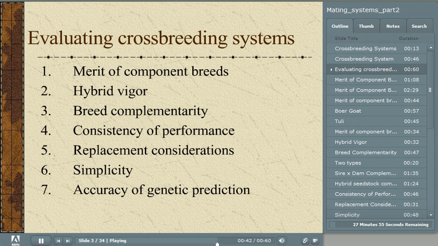Now remember, this is a pretty basic 7-component evaluation system, and it applies to any species, whether we're dealing with pigs or sheep or beef cattle or dairy cattle. It would be the same 7 components that we look at regardless of the species. So let's get started with these.